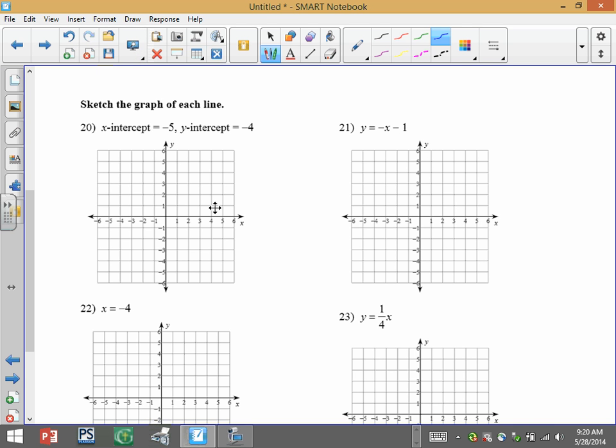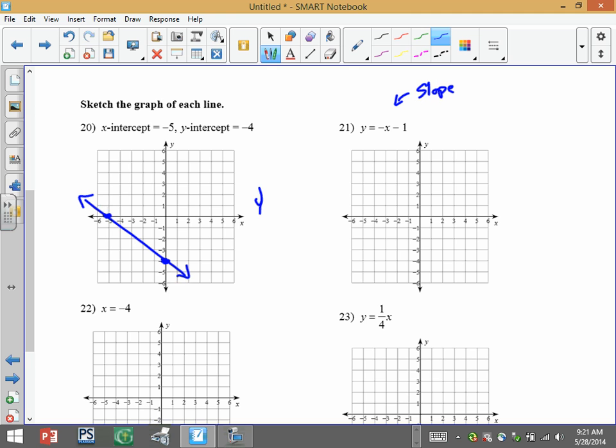Okay, so as we keep moving through, let's go on to graphing. The easiest way that you would ever be asked to graph an equation is if they just give you the intercepts. So the x-intercept, where this line is going to touch the x-axis, is -5, where it touches the y-axis is -4, and then it's just a matter of connecting the two intercepts.